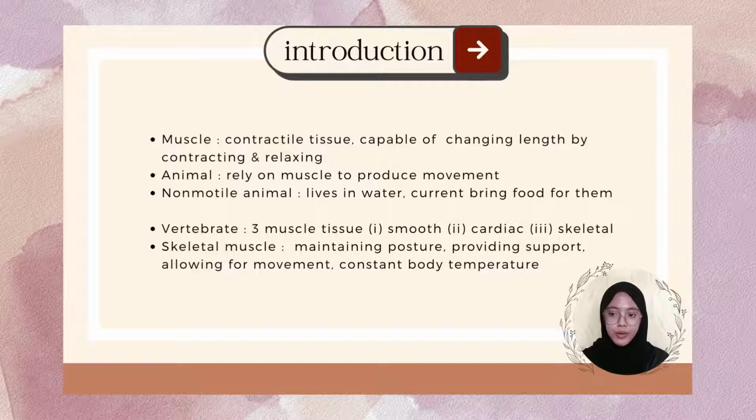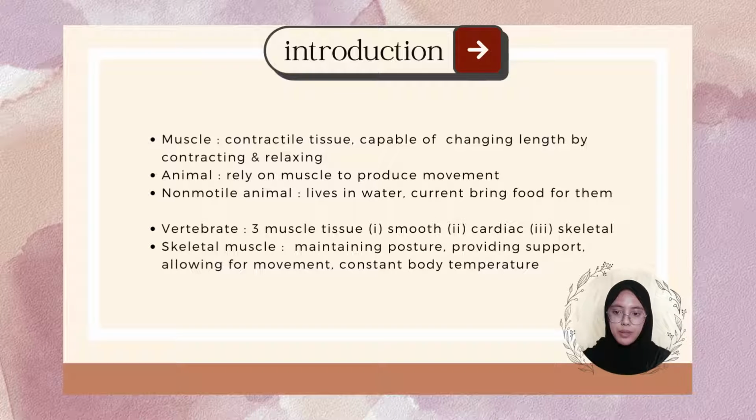Only a few animals are known to be non-motile, also called sessile, and most of these live in water where currents can bring a supply of food to them. Humans and other vertebrates have three distinct types of muscle tissue: smooth, cardiac, and skeletal. Most of the focus in this section will be on skeletal muscle, or striated voluntary muscle, which is important in maintaining posture, providing support, and allowing for movement.